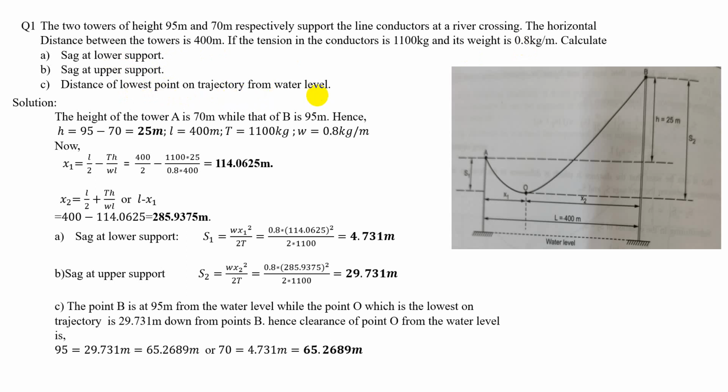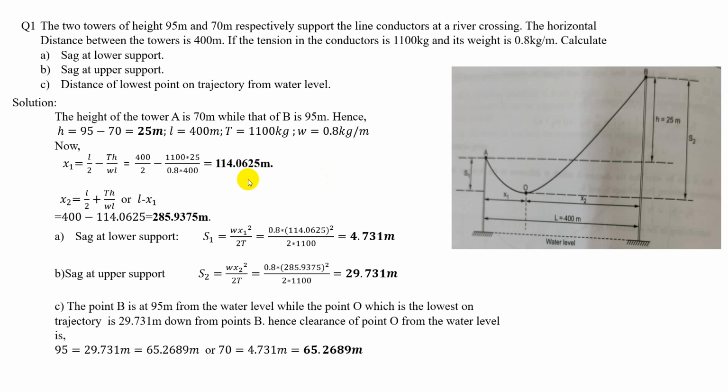If you look at the diagram, there are point O, point A, and point B. Point A is the lower height and point B is the upper height. The distance from A to O we call sag S1, and from B to O we call S2. The difference in height between A and B we call H, and it is 25 meters, since the height of tower A is 70 and that of B is 95. So the overall length is 400 meters, the tension is around 1100 kg, and the weight of the conductor is 0.8 kg per meter.